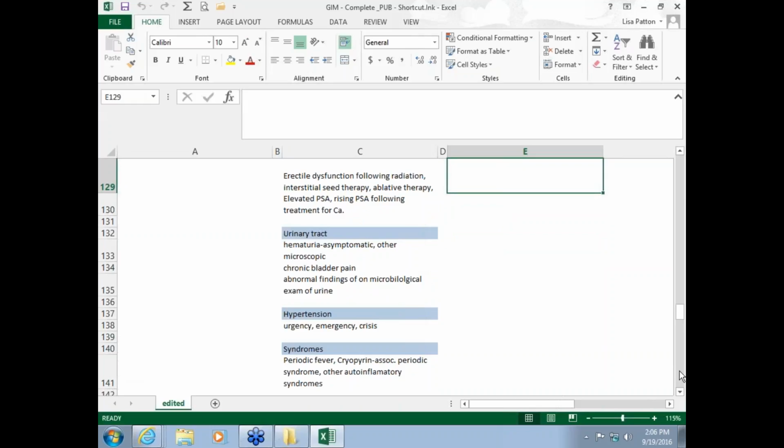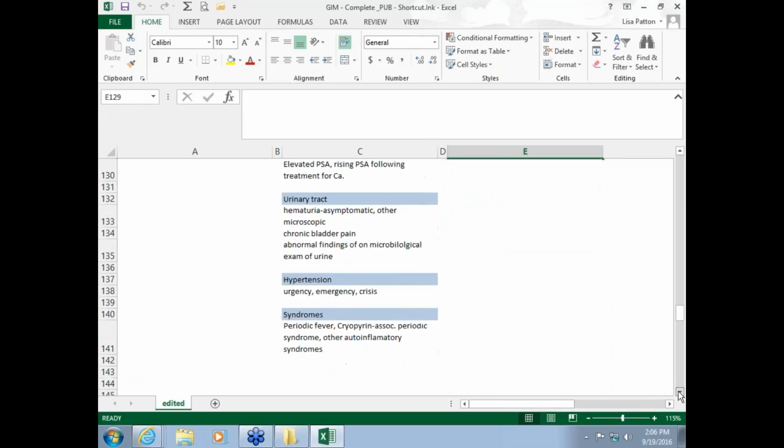And then they've added 3 syndromes here, periodic fever and the cryopyrin-associated periodic syndrome and other anti-inflammatory syndromes. So we don't see a whole lot of that, but apparently they're monitoring it. And that's it.